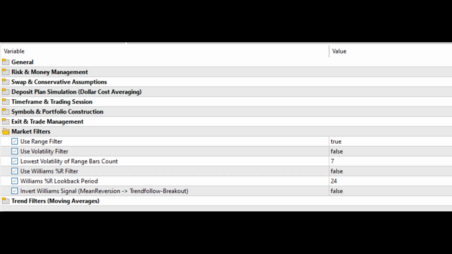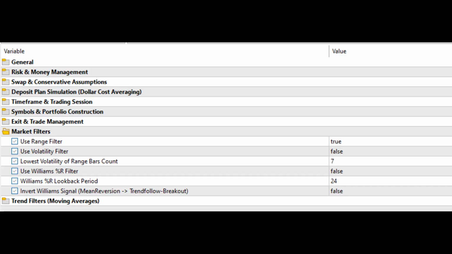Use Williams %R filter has a default value of false. If you enable it, the strategy adds another layer of filtering using the Williams %R oscillator. This can be used to avoid extremely overbought or oversold zones, or to prefer certain parts of the momentum cycle.